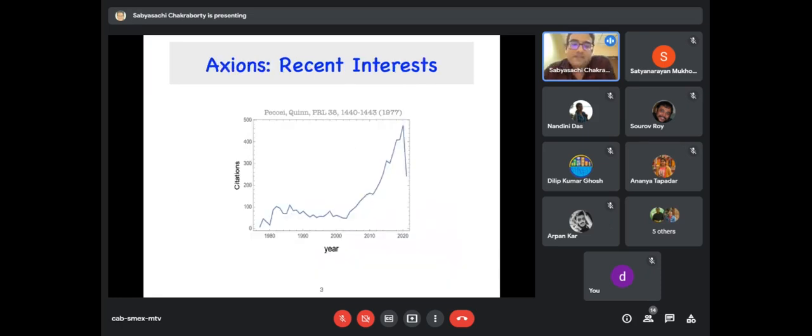Now, axion searches have received a lot of attention in the recent past, and this is a plot to show when the Peccei-Quinn paper came out in 1977. It has recently received a lot of attention. The citations have gone up exponentially. So probably it's a good time to look at this sector in detail.